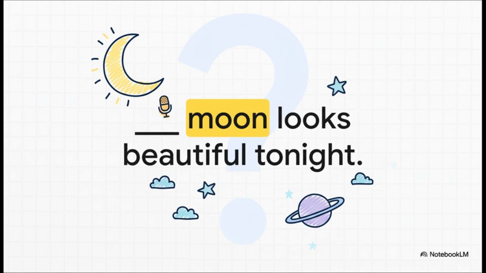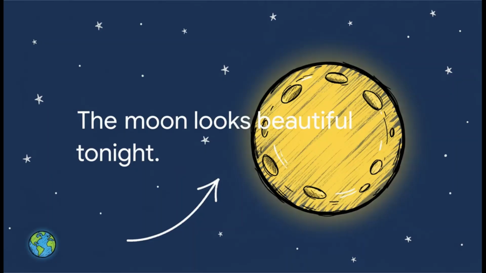All right, last one for you. Blank moon looks beautiful tonight. Think back to that rule about unique things there's only one of. Of course, it's gotta be the. The moon looks beautiful tonight. Why? Because in our sky, there's only one moon. We're talking about a very specific, one-of-a-kind thing. You're getting the hang of this.